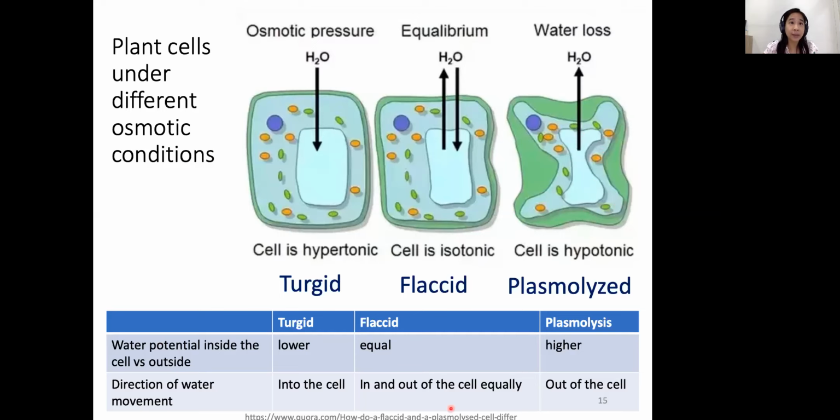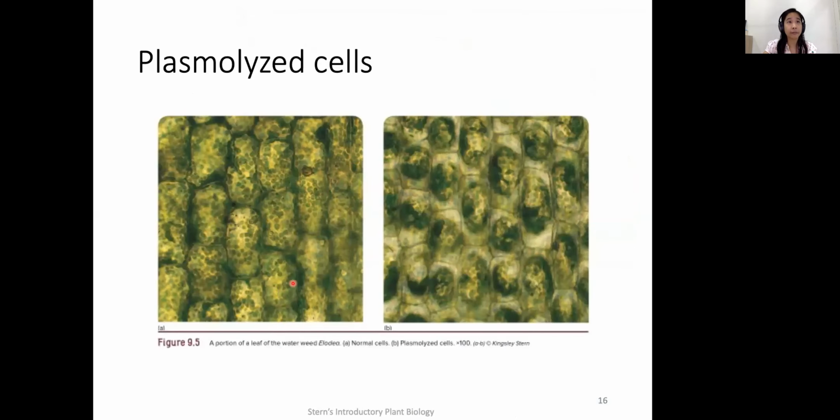And in this table, I summarize the direction of water movement under turgid, flaccid, and plasmolysis conditions, and also water potential inside compared to outside of the cells. And this is an example of flaccid cells and plasmolyzed cells in real plant cells. All right, I'd like to stop right here and we will continue with the next video on imbibition and active transport.